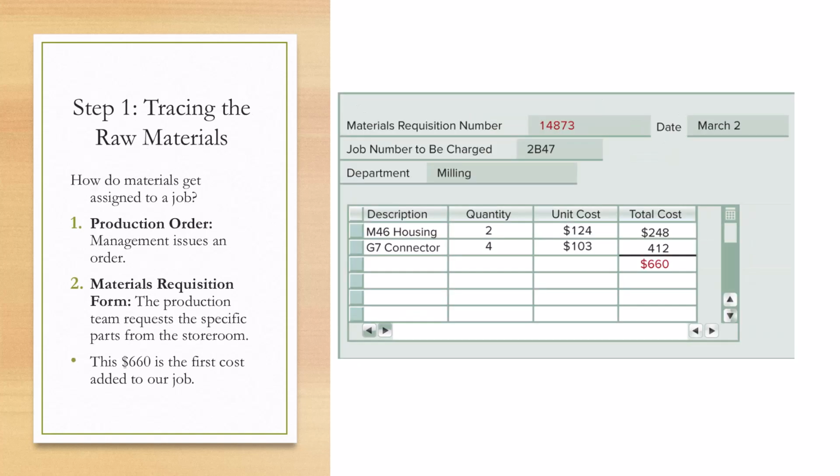Our first cost component is direct materials. How do the costs of raw materials get assigned to a specific job? Well, after management issues a production order, the production team uses a document called a materials requisition form. This form is used to request specific parts from the storeroom for a particular job. If you look at the example here, materials requisition number 14,873 is for Job 2B47. It lists two M46 housings and four G7 connectors with a total cost of $660. This $660 is the very first cost that gets added to our job.